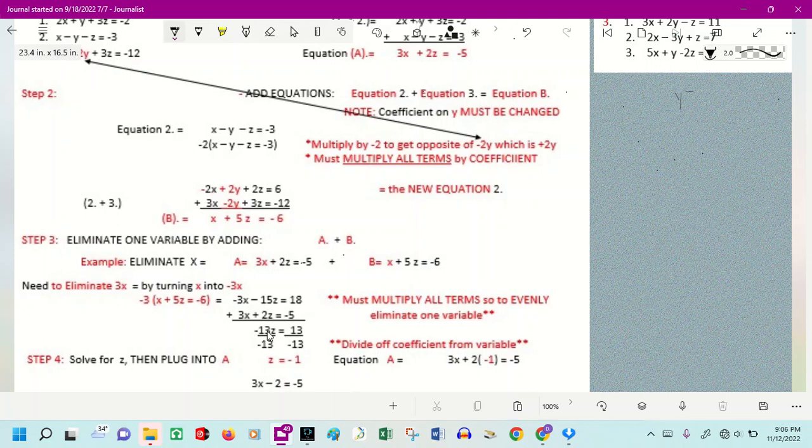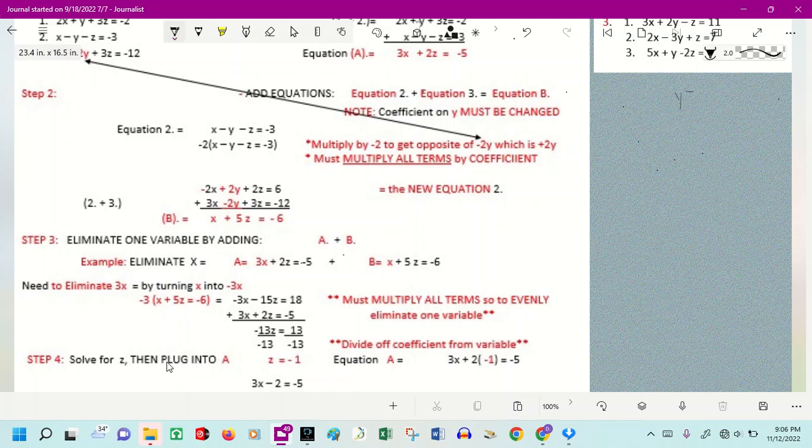We must now divide off the coefficient from the variable. Dividing off that negative 13 from the negative 13z gives us a positive z, bringing down the equal sign. And that 13 divided by that negative 13, we do over here as well, and that's our negative 1. Now we have z equals negative 1.